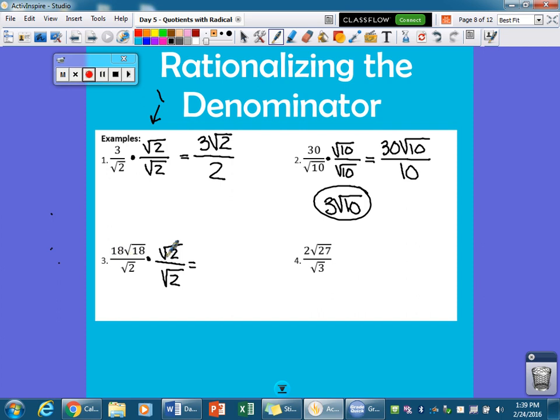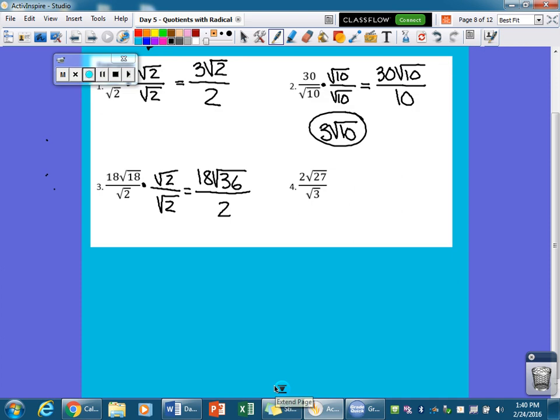18, there's no other number outside the radical, so it's just going to be 18. But now since 18 and 2 are both underneath that radical, I can multiply them. Well, 18 times 2 is 36. Square root of 2 times square root of 2, we should know right away, just 2. Now here's where hopefully light bulbs are going off a little. What is the square root of 36? 6, yeah. So it's over 2.